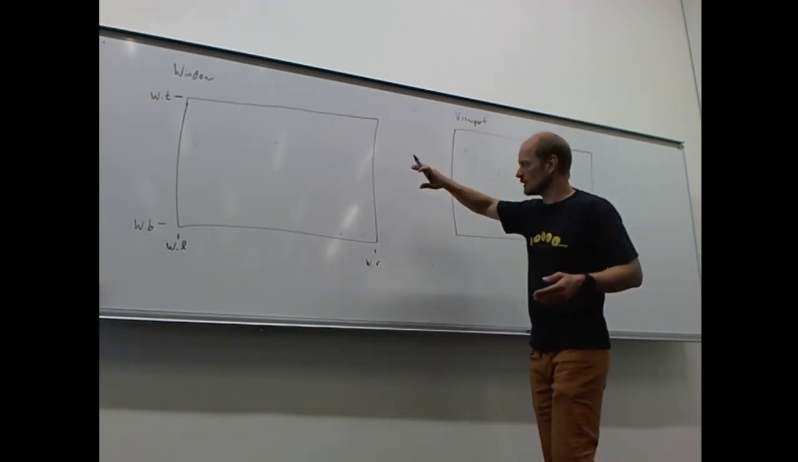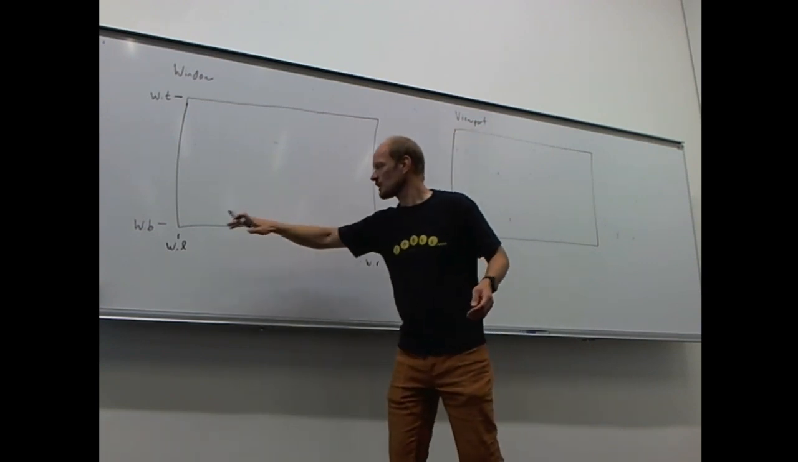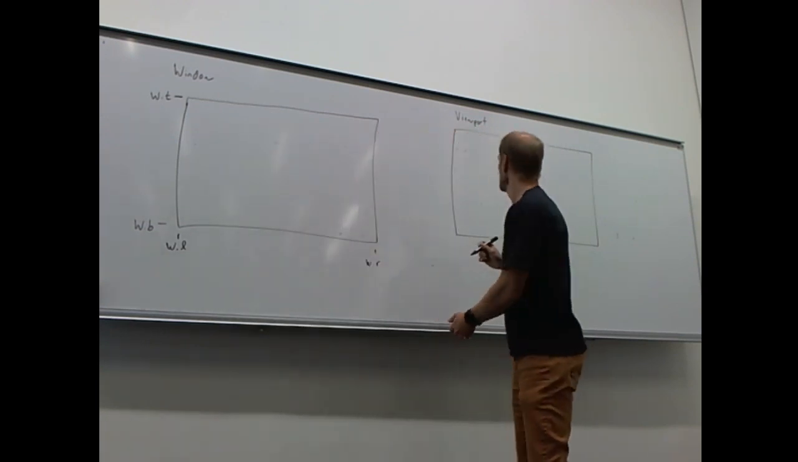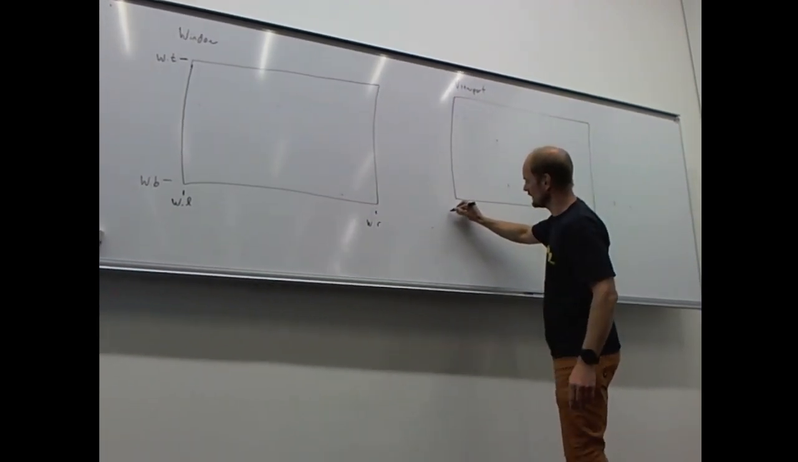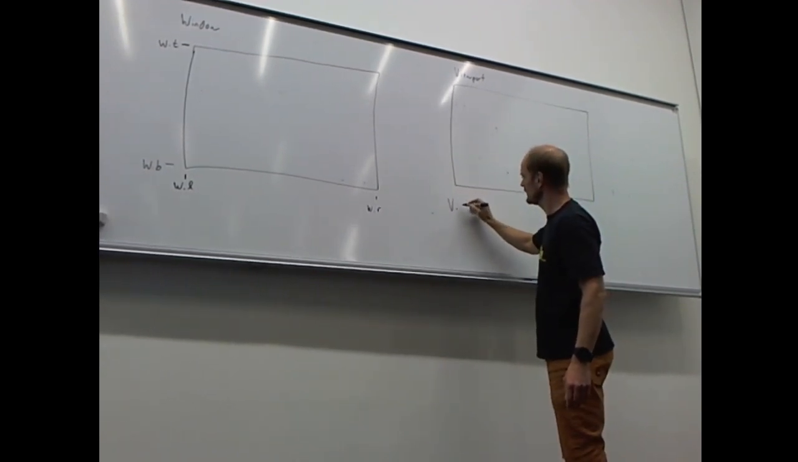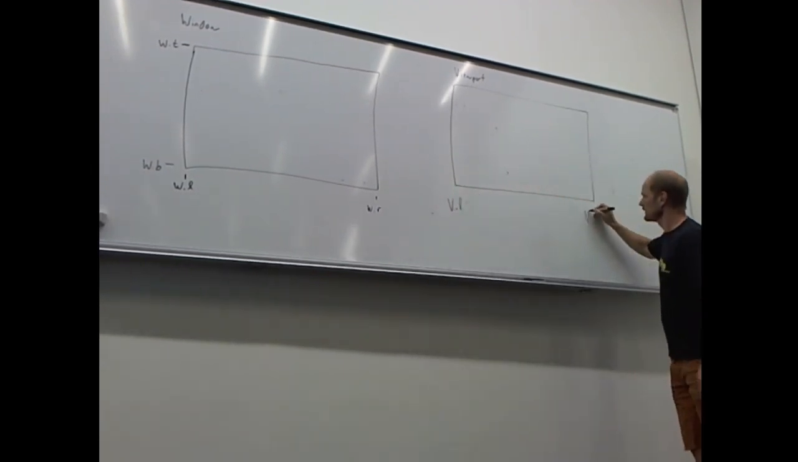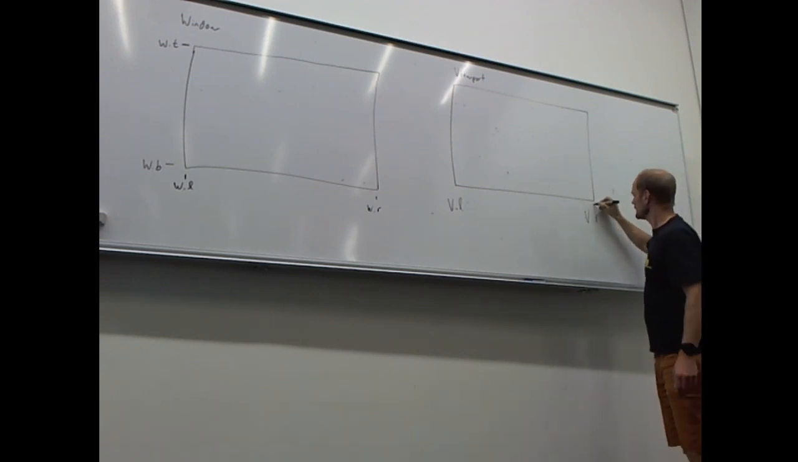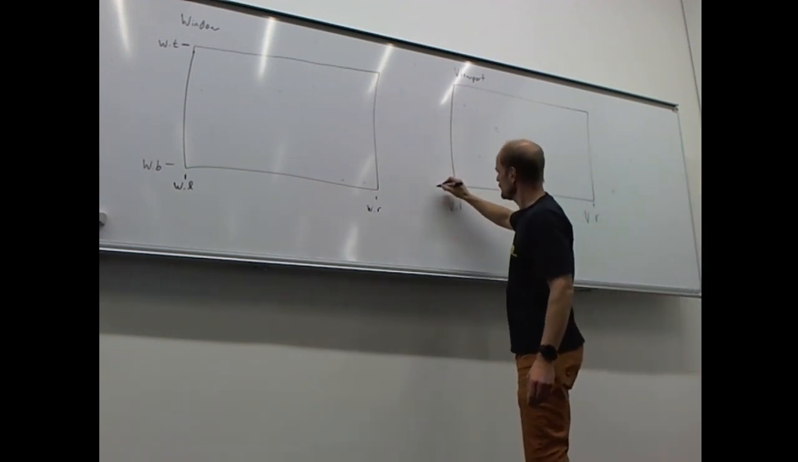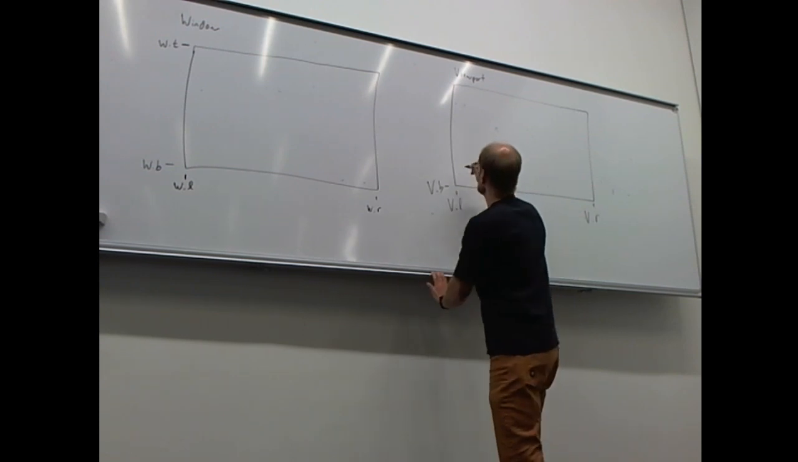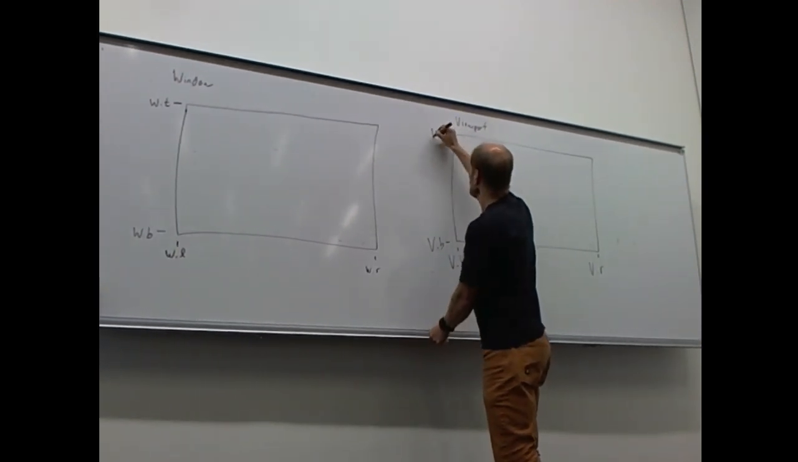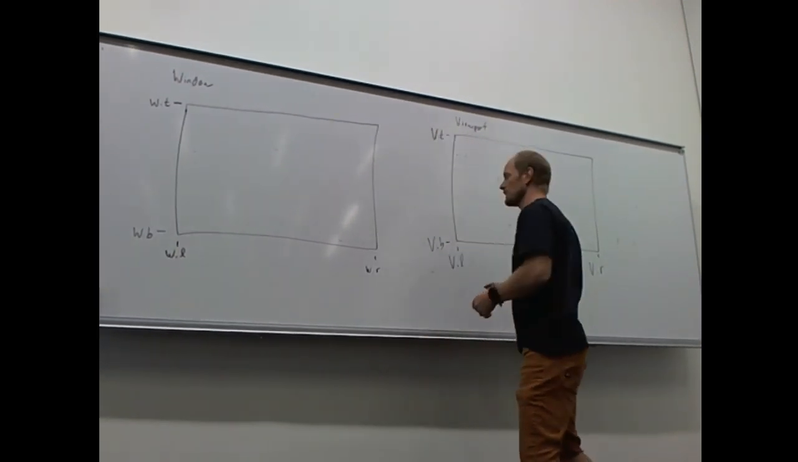So for now, let's look at all of these with just the left and right side, the bottom and the top, and then the same for the viewport. We then have the viewport, which is V, left, viewport right. We have our viewport bottom, and we have our viewport top.